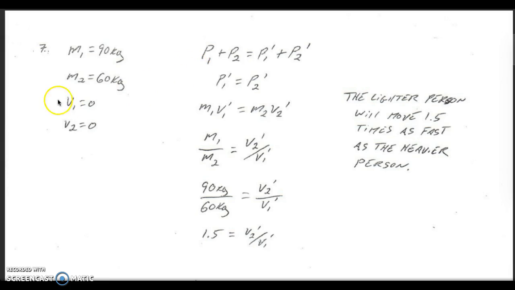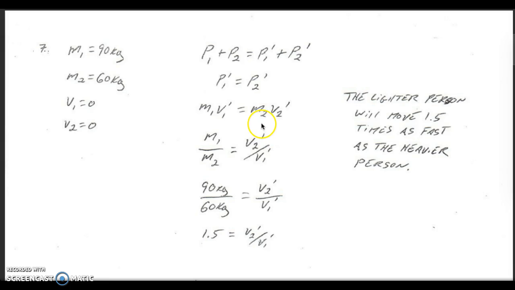Well, initially they have no speed because they're just standing there. So this whole left side of this equation is going to be 0. Meaning that the momentum after for the first person equals the momentum after for the second person, because the momentum has to be conserved. So if it started with 0, it has to end with 0. So they have to be equal, just in the opposite direction. So you have m1 v1 prime equaling m2 v2 prime.